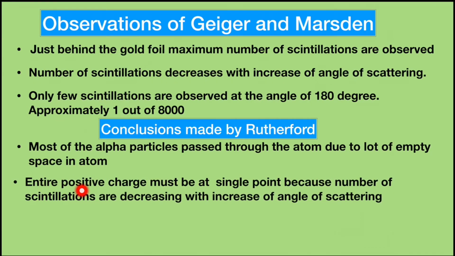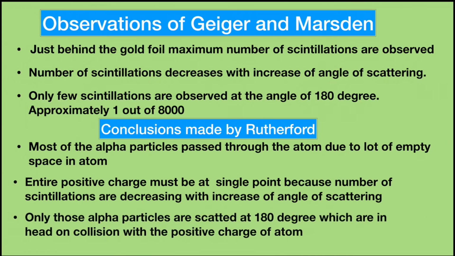Entire positive charge must be at single point because a number of scintillations are decreasing with increase of angle of scattering. This was the observation made by Geiger and Marsden. If we increase the angle of scattering, then number of scintillations are decreasing. So Rutherford concluded that the positive charge must be at single point. That's why it is happening.